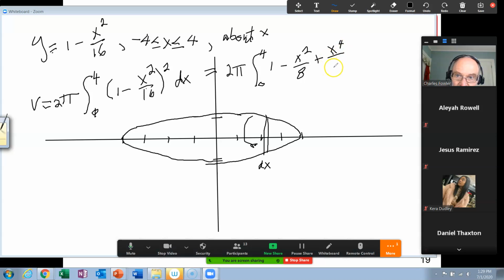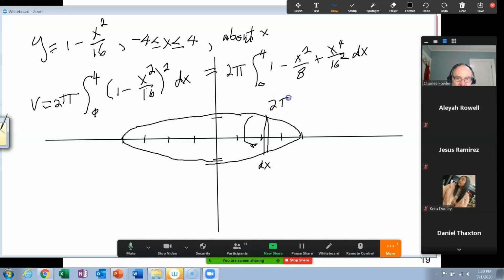over the square of 16. I'm just going to write 16 squared. It's 256, I think. Whew, I'm fighting with this thing, and I don't know why it's being so stubborn. dx. All right, so let's do the integral.